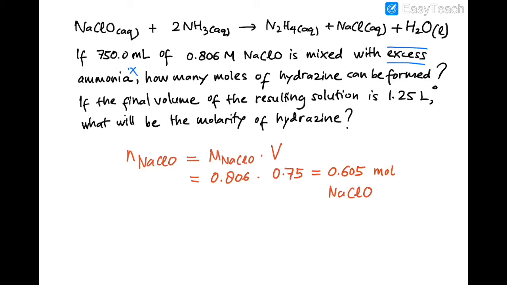And in this case, we have molar and milliliter. That means we have molarity and we have volume. And we know that we can find mole by multiplying the molarity and the volume. Just remember that the volume needs to be in liter. So if you have 750 milliliter, then you have to convert this to liter, so you get 0.75 liter. And then you multiply this with the molarity, which is 0.806, and then you will get 0.605 mole of NaClO.